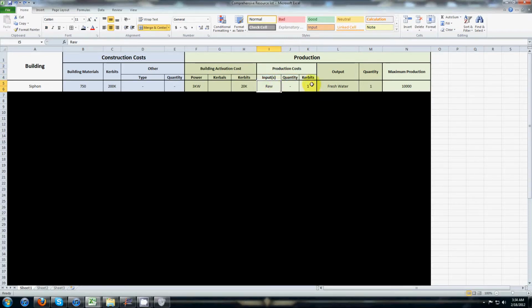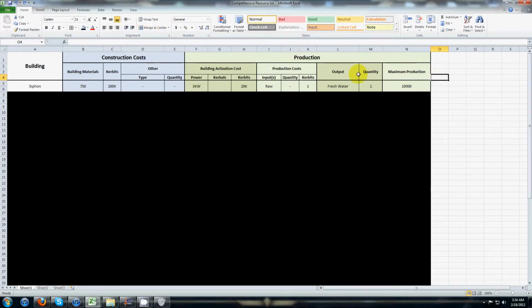So it says raw here. But at the cost of 1 Kerbit, it will produce 1 unit of fresh water, up to 10,000 units in this one building. And so not only will you have the activation cost, you'll have this 1 Kerbit per unit cost as well, or in the case of this, up to 10,000 Kerbits in addition.